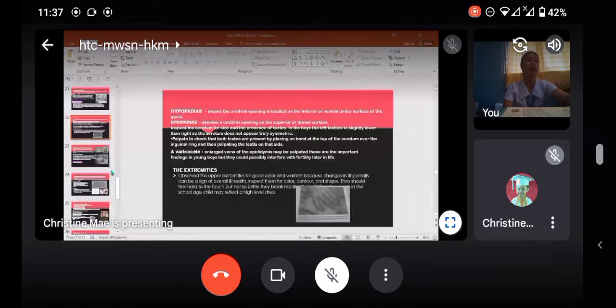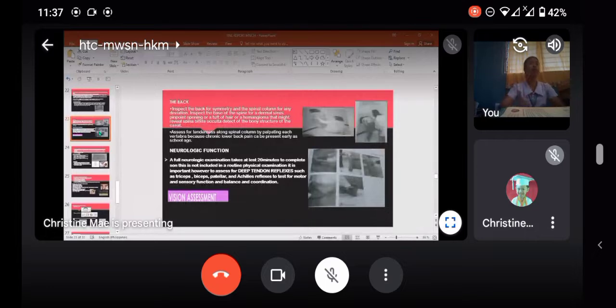So as you can see in the picture, it looks like this. So the next is the back. When assessing the back of the children, you should inspect the back for symmetry and the spinal column. So as you can see, the child is bent forward to inspect the column for any deviation. So inspect the base of the spine for a dermal sinus, a pinpoint opening, a tuft of hair, or a hemangioma that might reveal spina bifida occulta, which detects the bony structure of the canal.